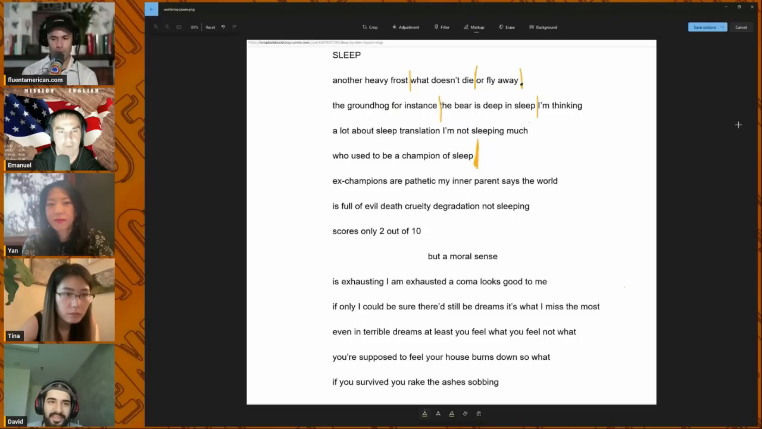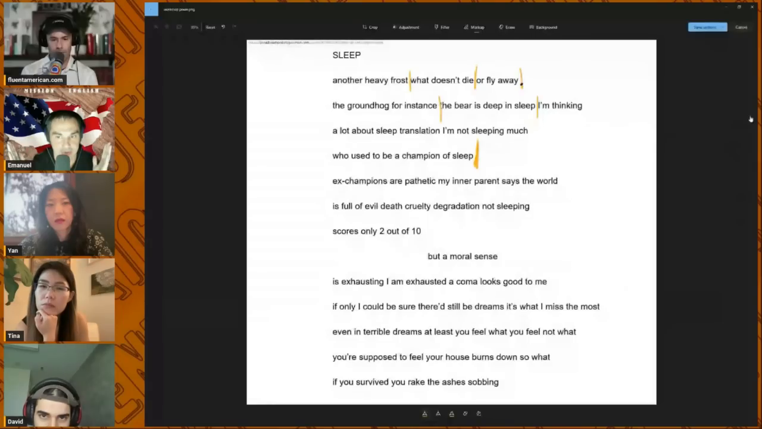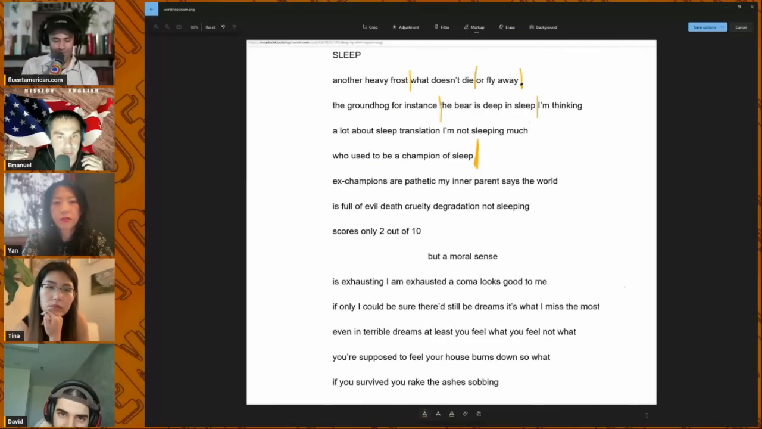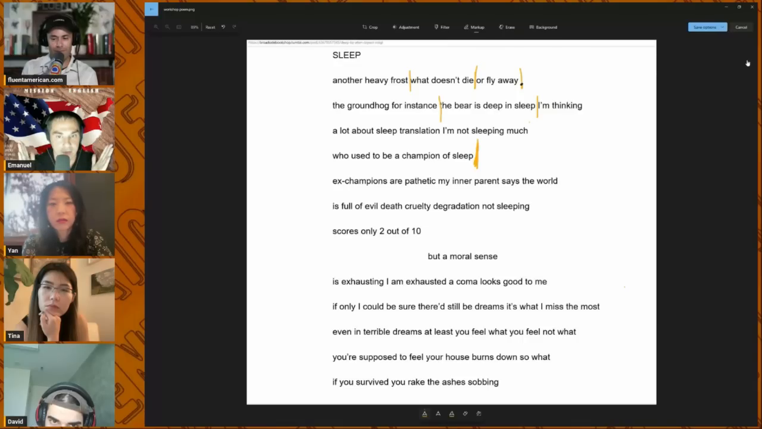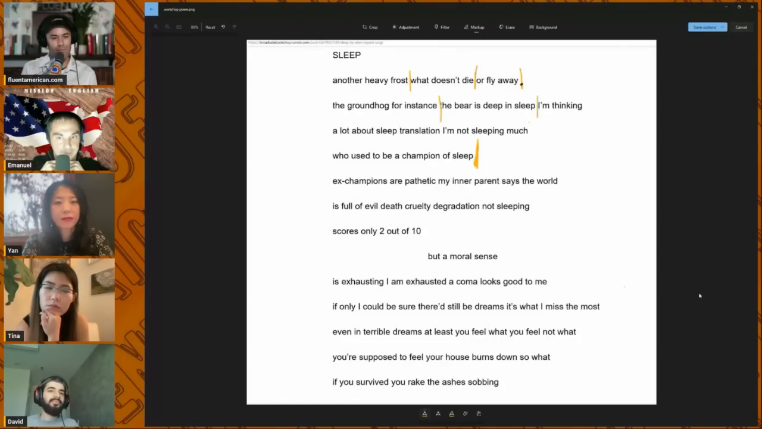What do you think? I was thinking the bear's in deep sleep, I'm thinking a lot about. Then you're describing what you're thinking, so that should be its own separate thing, like you're switching the pitch. I'm thinking about sleep, translation. You're giving the examples, the groundhog, the bears, and then your mind suddenly veers off. Oh, this pops into my head. That's how I'm picturing it.